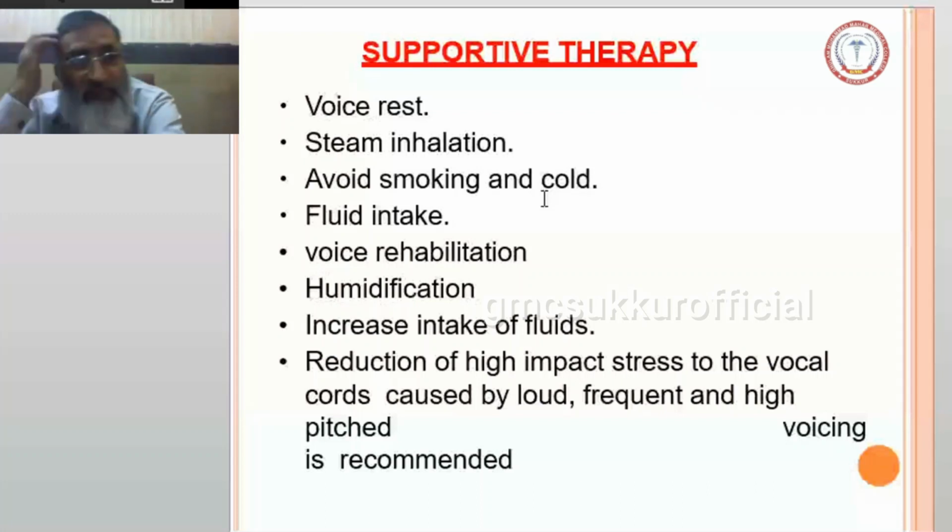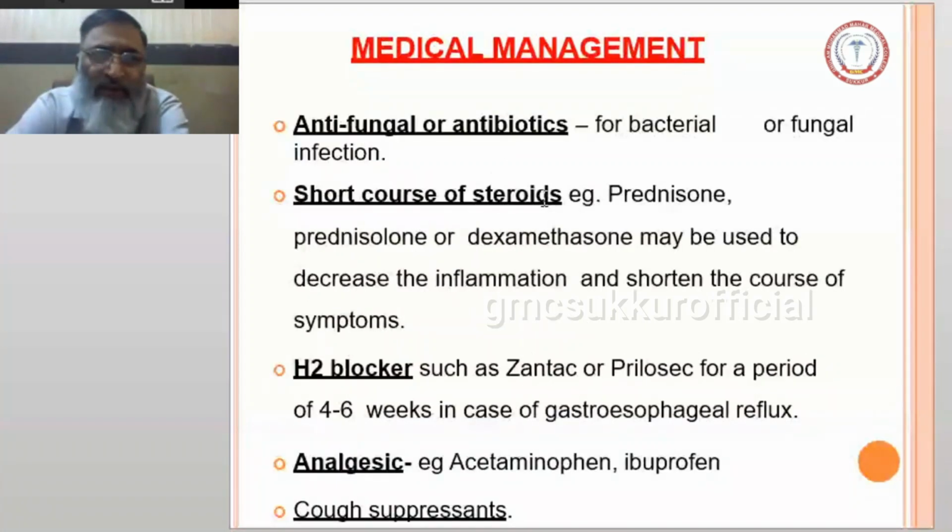Ask the patient to take steam inhalation with tincture benzoin to make the thick secretion thin, so that it can easily come out of the larynx. Avoid smoking, take fluid intake. Please note down, this is a very important slide. Now the medical management: you have antifungals, antibiotics, a short course of steroids, H2 blockers in case of gastrointestinal reflux, and analgesics can be given. And this is the nursing management, which is very important.